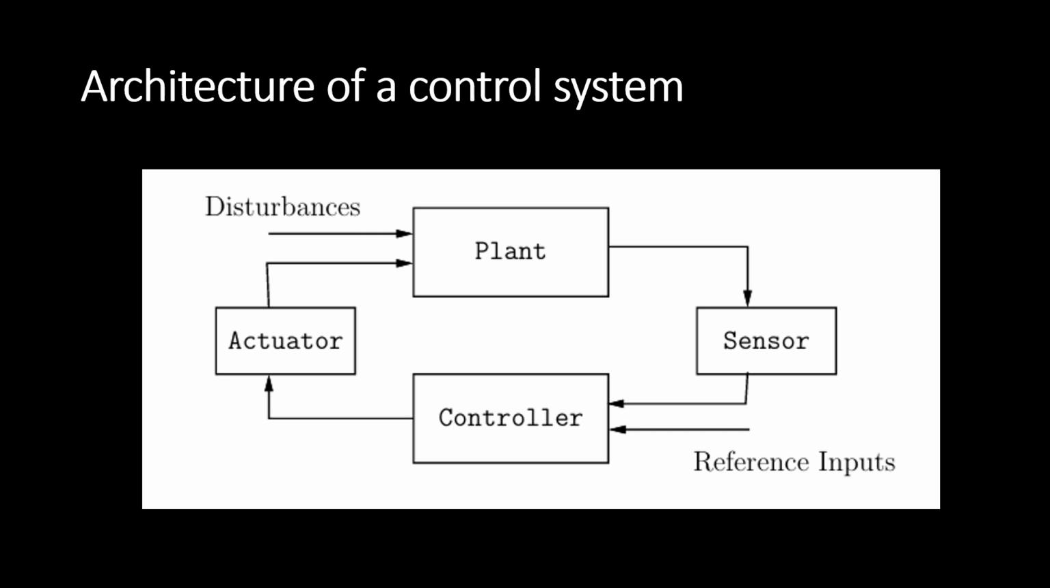This is the architecture of a control system. Here we have a plant that is to be controlled, and this plant can be controlled by a controller. This controller will control the plant through a device called an actuator, and this plant will be monitored by a sensor, and the monitored data is sent to the controller to make some decisions.